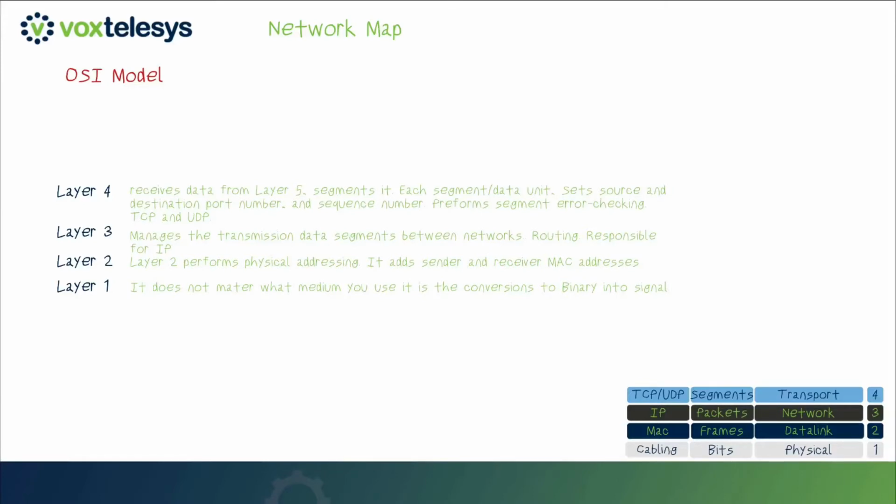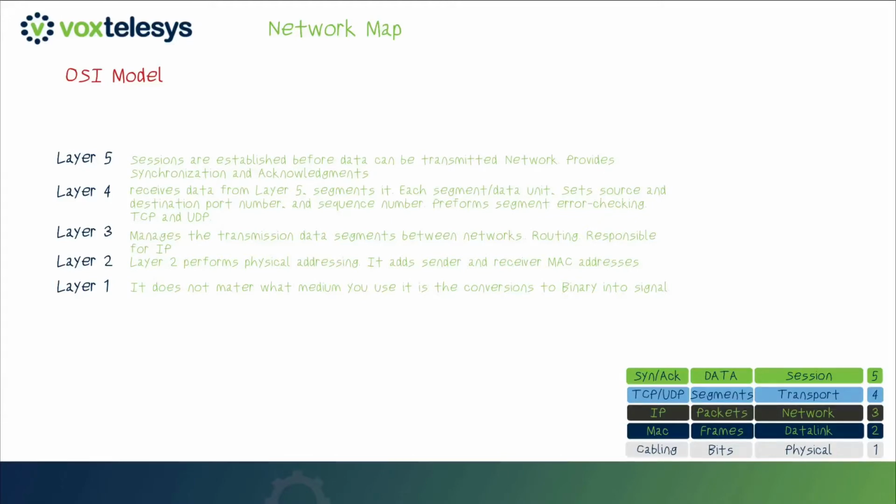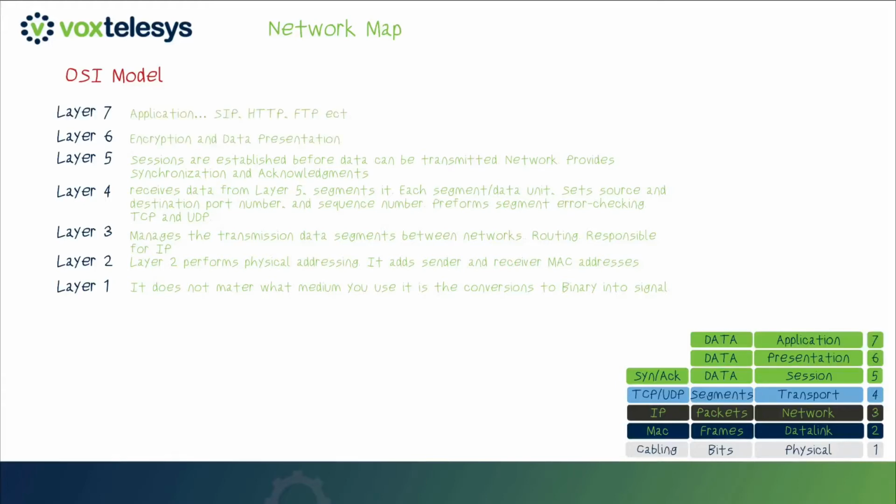Layer 5 is your synchronization and acknowledgement layer. This is also where jitter and some of the delays and stuff is handled. Layers 6 and 7 are your application layers. The presentation application, it's how you encrypt data. It's the data presentation, the application layer, SIP, HTTP, FTP. It's the actual application that's creating that data packet that's being put onto layer 1.